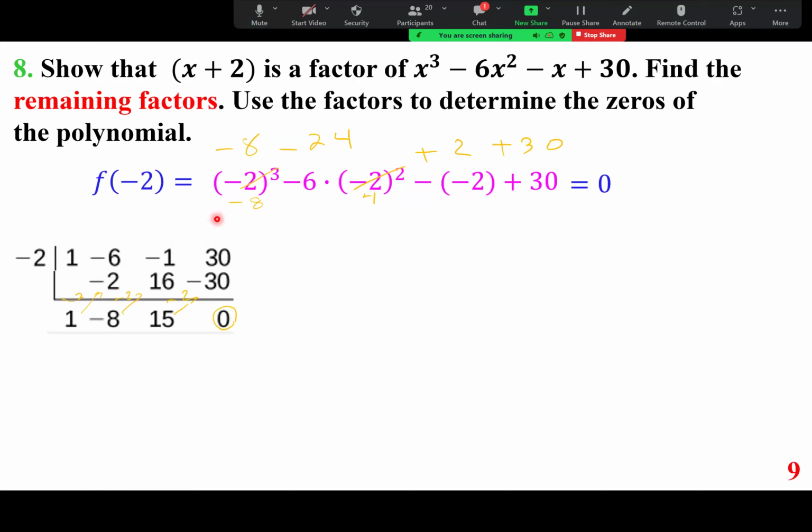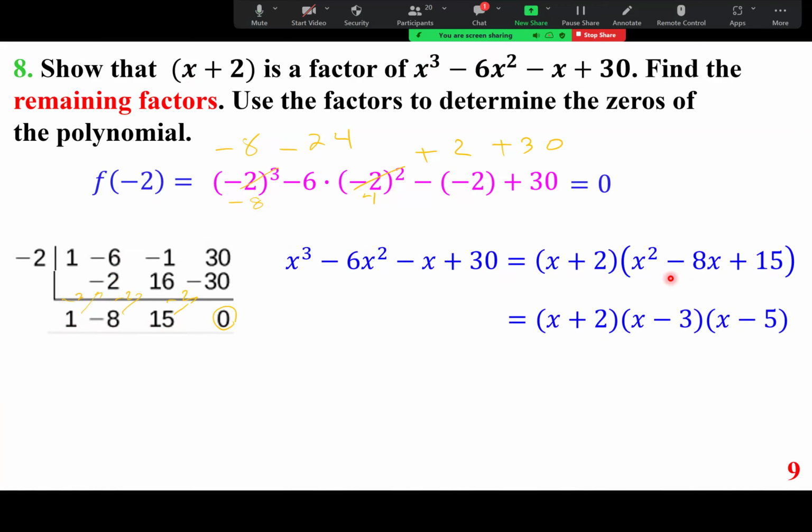Okay, now so you're dividing this by this. This has degree 3, this has degree 1, so this must have degree 3 minus 1, so x squared, minus 8x plus 15. So this is the product of x plus 2 and x squared minus 8x plus 15. This can be easily factored because you want two numbers, the product is 15, the sum is minus 8. We get x plus 2, this is x minus 3, x minus 5.